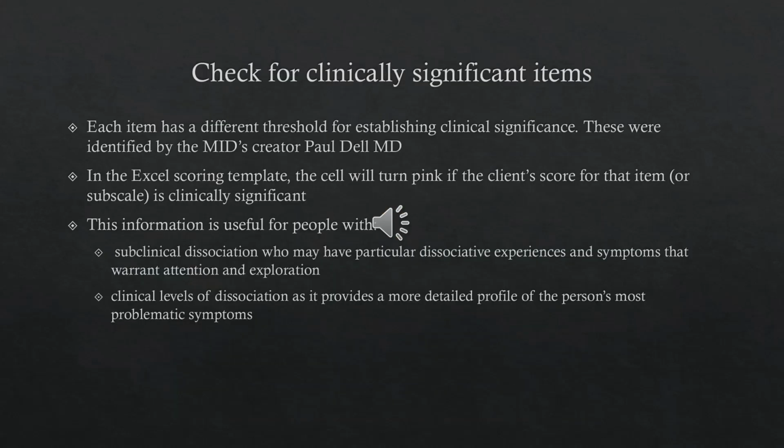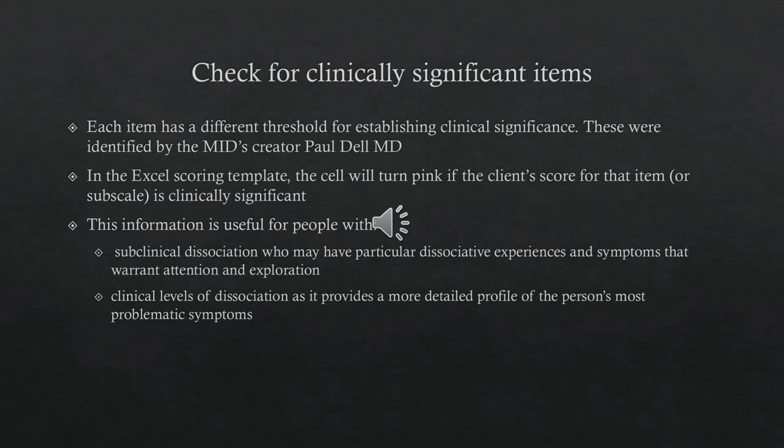And when we're looking at the clinical cutoffs, that is apparent because when you enter the scores or cut and paste them in, the ones that are clinically significant for each of the 60 items will turn pink if the individual item is above the clinical cutoff. So again, somebody might not meet the clinical cutoff overall for looking like they have a dissociative disorder, but they may have some problematic symptoms and you can work with those. So it can be really helpful in that way.